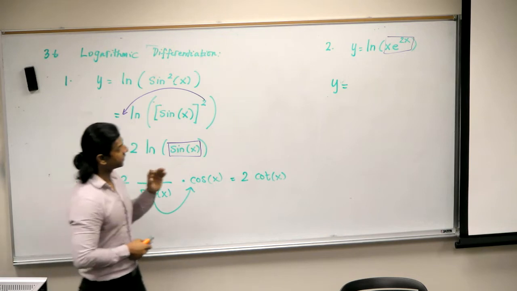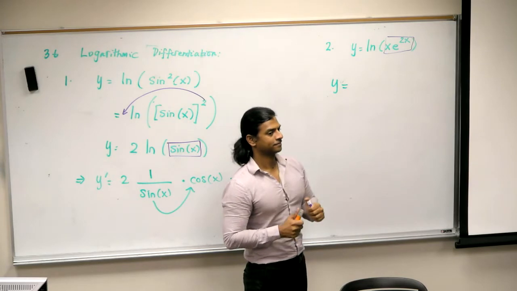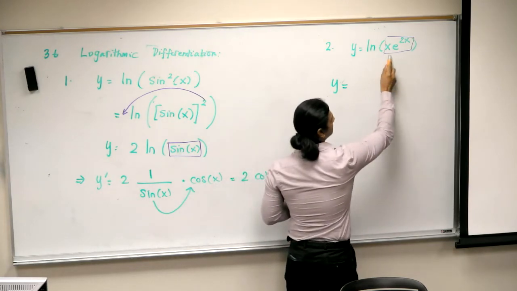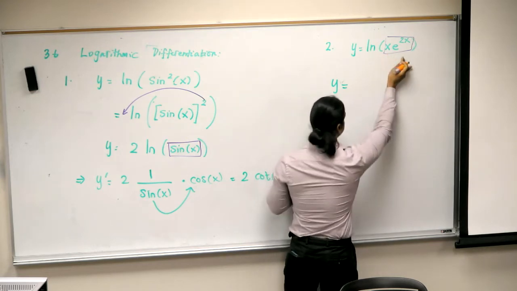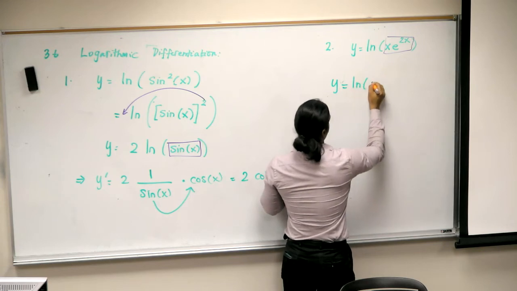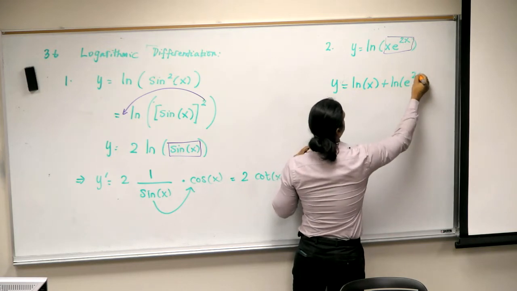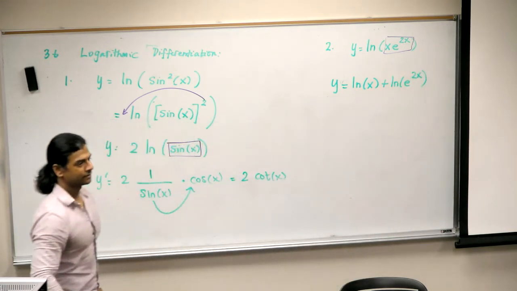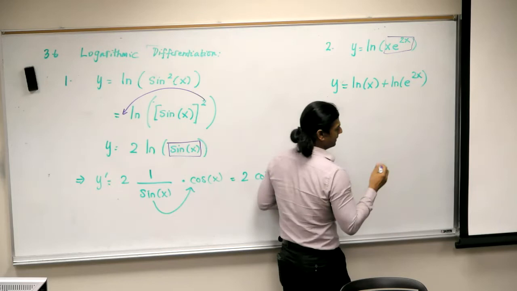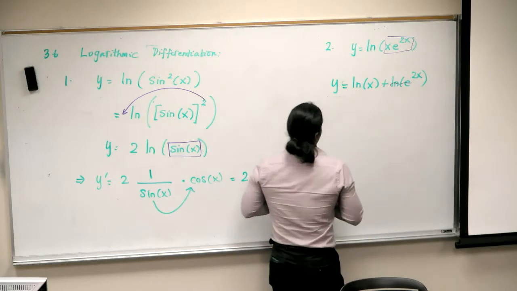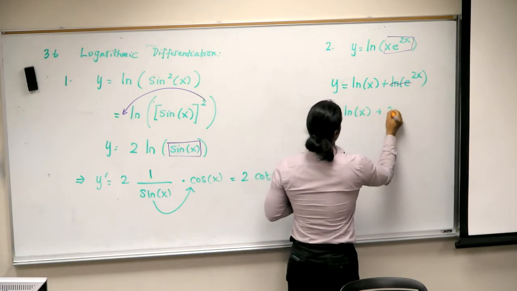Good. So there is a rule of logarithms that I can use. As long as it is a product, I can split them apart because we have ln of x times e raised to x. So that would be ln of x plus ln of e raised to x. Now. Yes? Okay. What happens to the ln and the e? Oh, they cancel. So y is simply ln of x plus x.